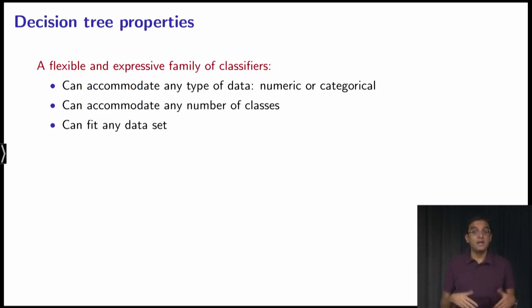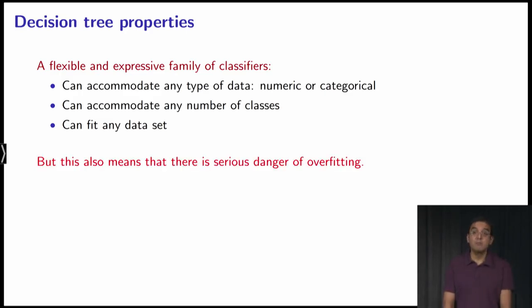They can accommodate any number of classes. They are inherently multi-class. You don't have to do anything special. They can fit any data set. By growing the tree large enough, you can drive the training error down to 0. And best of all, they are extremely interpretable. So they are very nice models. And the big downside is that they are prone to overfitting.